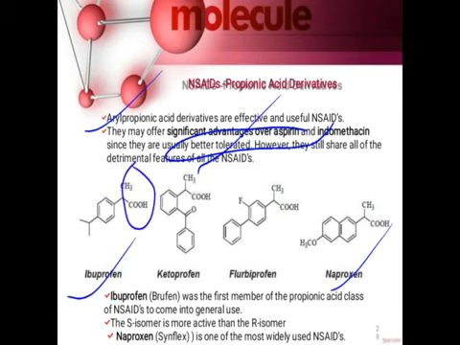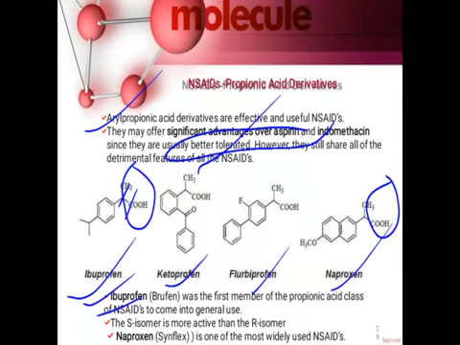So here they consist of CH3, a central carbon, this is a 3 carbon chain with an acidic group. So it is propionic acid, so it is a propionic acid derivative. Similarly, you can observe here CH3CH2COOH, that is the propionic acid derivative. So ibuprofen, ketoprofen, flurbiprofen, naproxen. These are the propionic acid derivatives.